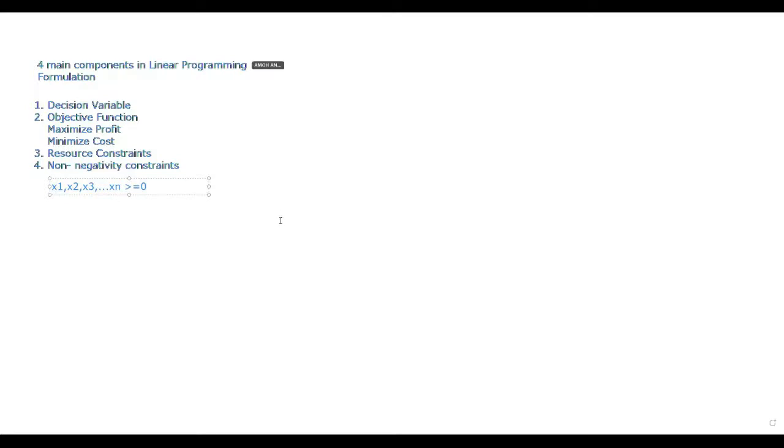So after getting your variables, objective function, resource constraints, and non-negativity constraints, then you move on to the graphic method, because first of all we are going to learn how to use the graphic method to solve for the decision variables under linear programming. And after that, I'm going to teach you how to use Microsoft Excel to solve all these things.